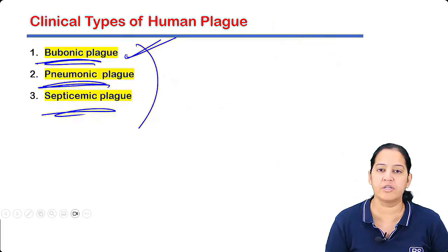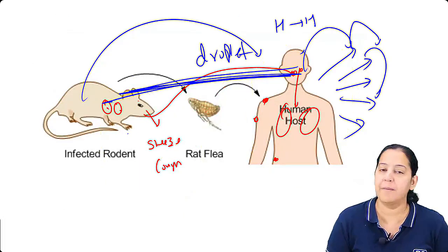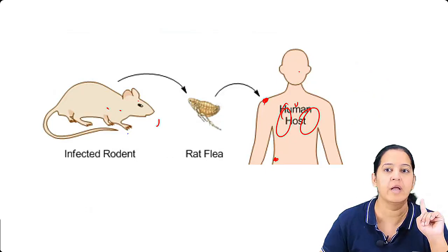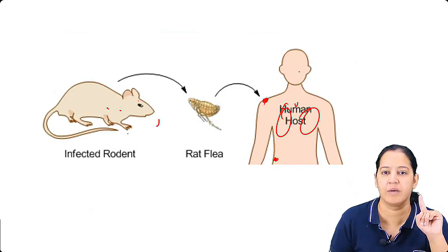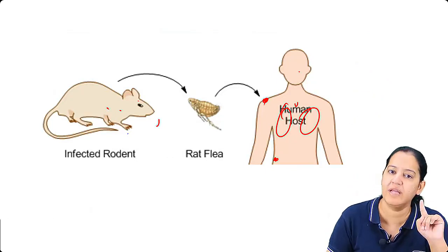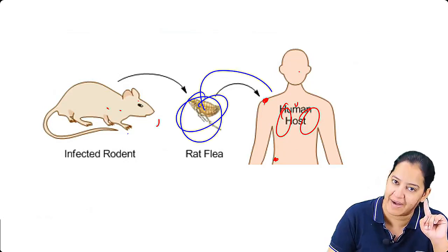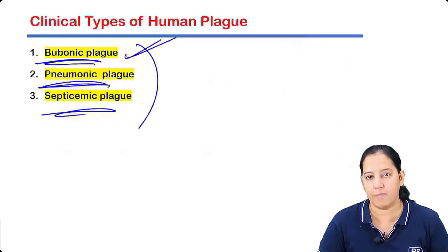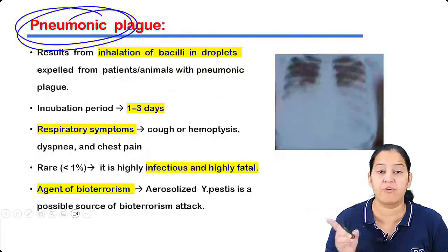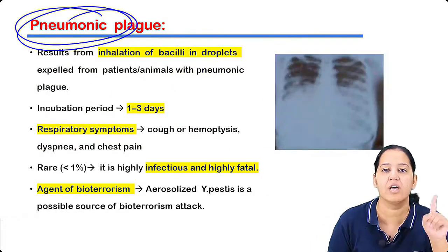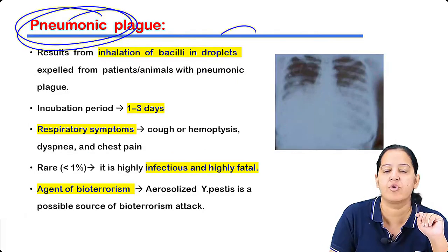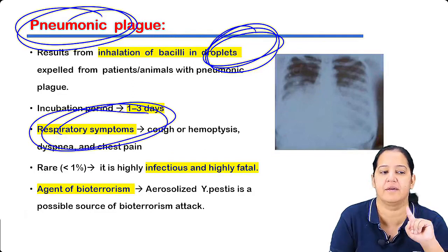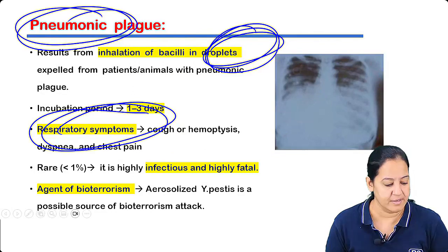How many of you got it? This is pneumonic plague. But bubonic plague is not transmitted from human to human. The first one I taught you, bubonic, is not transmitted from human to human. Bubonic will occur only in the person whom the rat flea bites. The rat flea bites this human, so this human will have bubonic plague, and it cannot be transmitted to others. But pneumonic plague is transferred from human to human. It is through droplet. Here respiratory symptoms are there. Does everybody get it?